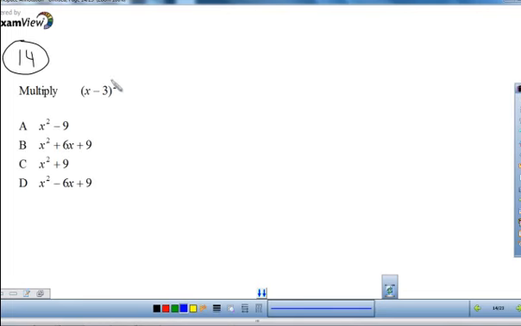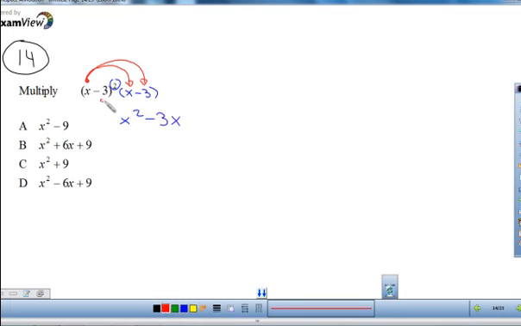Okay, so remember this is a review. The square means write it twice. And then I'm going to distribute. So I'm going to distribute the x. So x times x will give me x squared. X times negative 3 will give me negative 3x.